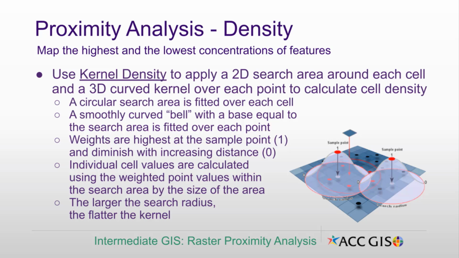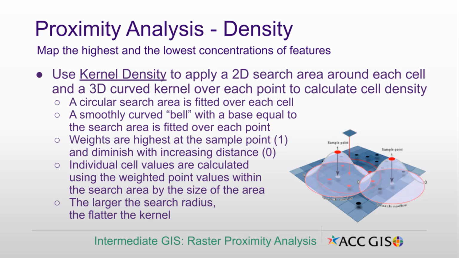Sometimes you need a more sophisticated density model like kernel density, which we use to apply not only a 2D search area around each cell, but also a 3D curved kernel over each point to calculate cell density. And so a circular area is fitted over each cell, and a smoothly curved bell with a base equal to the search area is fitted over each point. And so you can have sample points that fall outside your search area that still impact the density of the cell that you're trying to calculate.